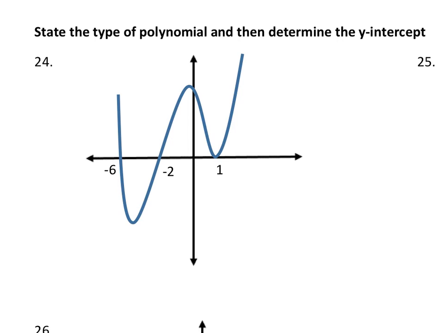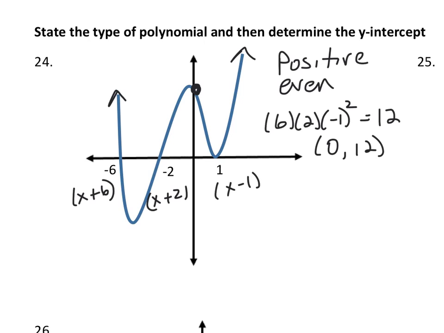All right, for the next section, we are going to state the type of polynomial and then determine the y-intercept. So I'm going to do number 24. And then I'm going to add another problem at the end here because we didn't have one on the review, and I want to make sure that you understand what to do when you get to this problem on the test. So I'm adding a number 27 to the bottom of this review.